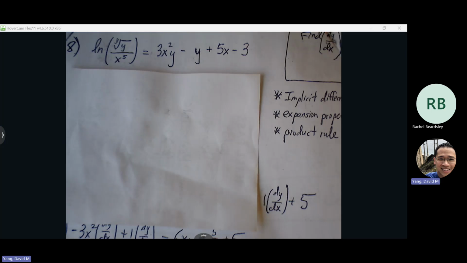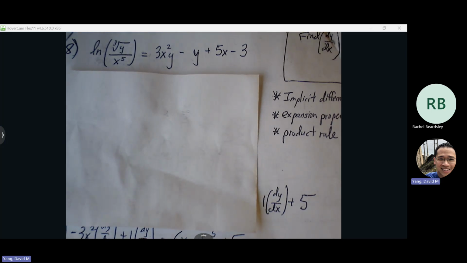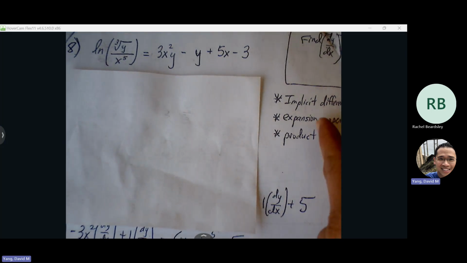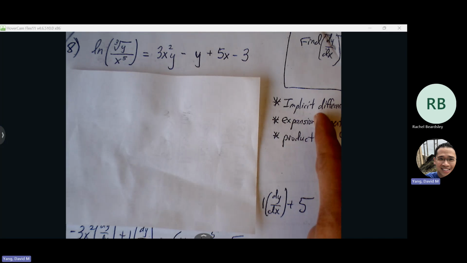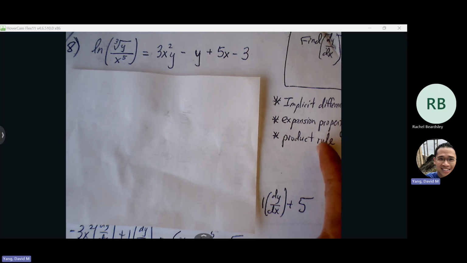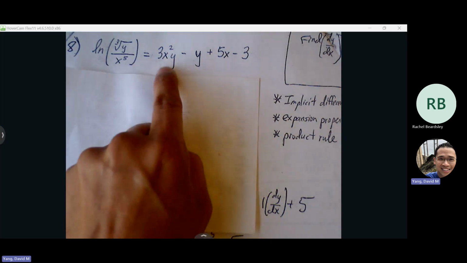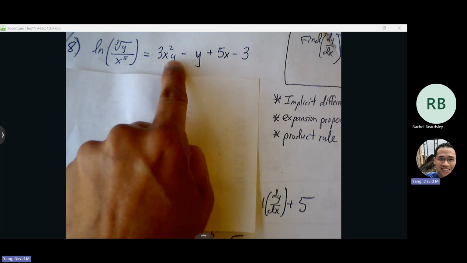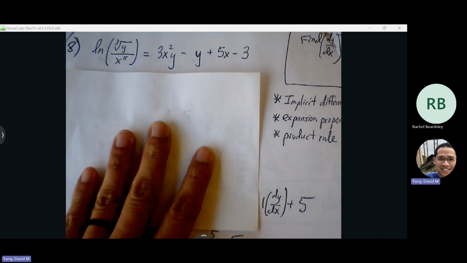Right, so this is one of those problems where we know there are multiple things that we have to consider. Implicit, because of all the y's. Expansion property, because of that natural log with terms inside of it. And then we also have product rule that we have to worry about for the derivative of that 3x squared times y. Okay, let's start off with expansion.